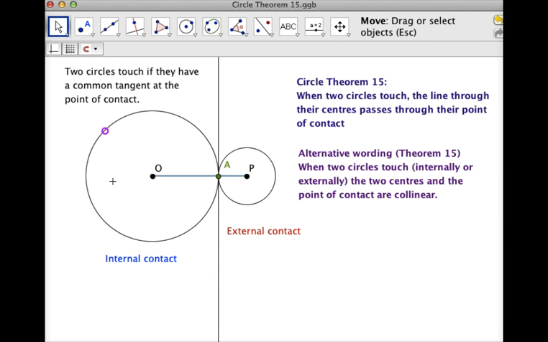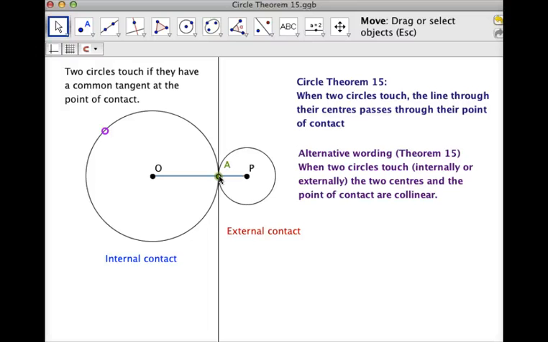That's the theorem. Now, the alternative wording to this theorem, so when two circles touch, the line through their centres passes through the point of contact. A is the point where the big circle touches the little circle. So that's called the point of contact, okay? In other words, if you draw a line from the centre P to the centre O, it'll pass through A, which is the point where the two circles touch. When two things just touch, they only touch at one point, and A is the point where they touch.